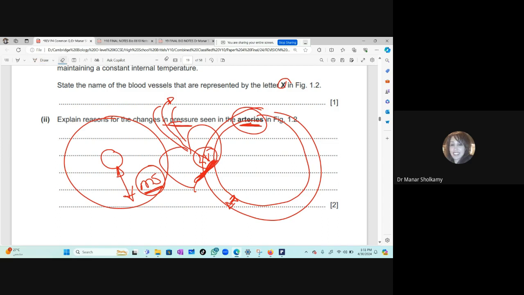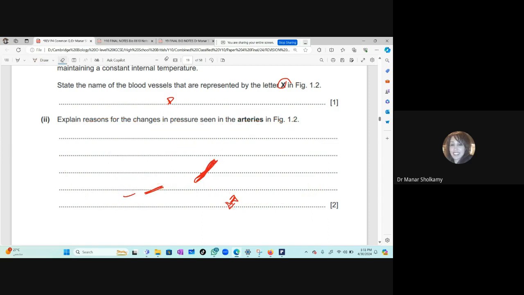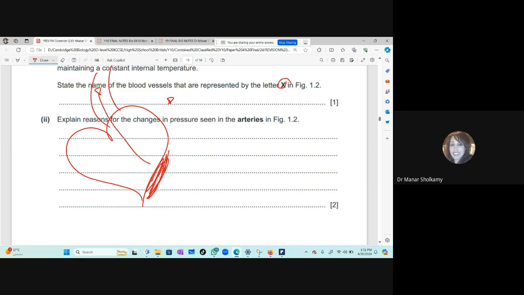Okay, did you understand this question? This was a tricky question. We know that the heart is made up from muscle, and we have very thick muscles in the ventricles because the ventricles contract really strongly. When the ventricles contract, the blood moves from the ventricles directly into the arteries. So it is taking all this high pressure from the left ventricle into the arteries.